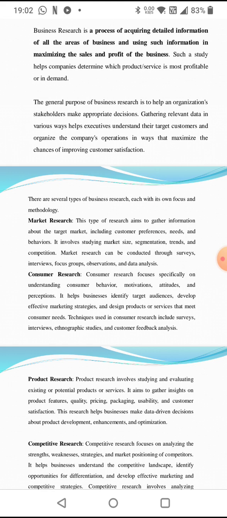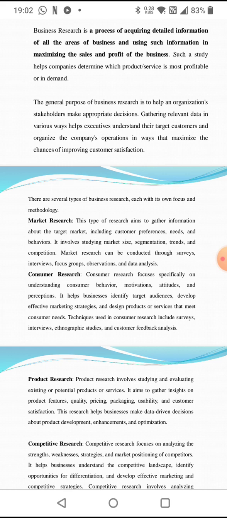Next, coming to consumer research. Consumer research focuses specifically on understanding consumer behavior, motivations, attitudes and perceptions. It helps businesses identify target audiences, develop effective marketing strategies, and design products or services that meet consumer needs.